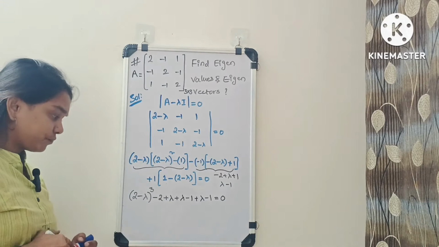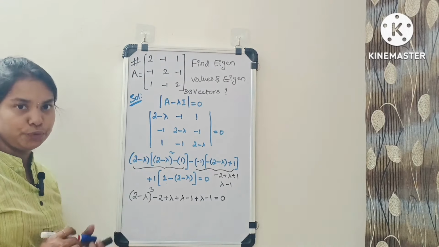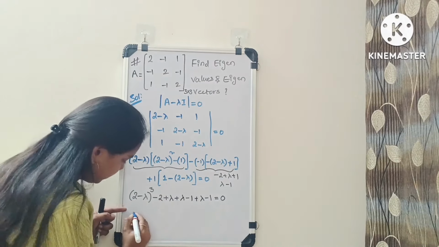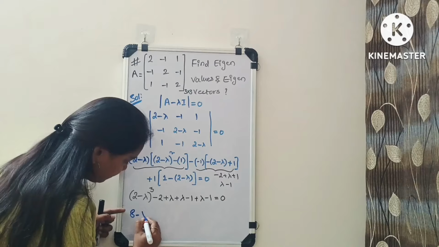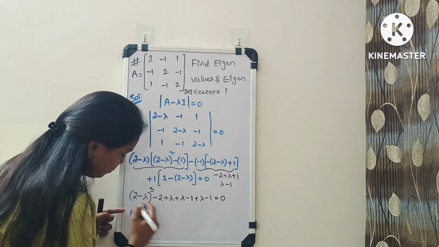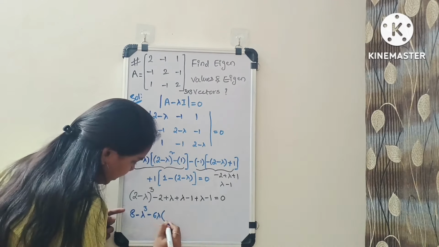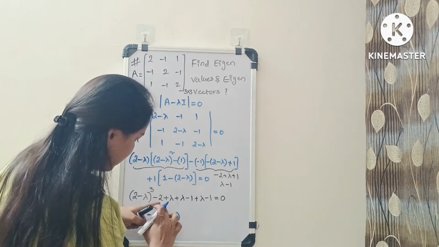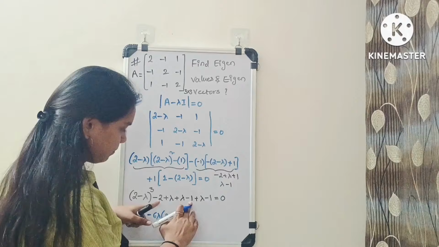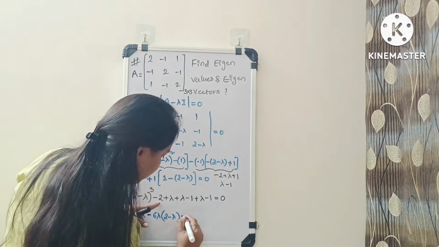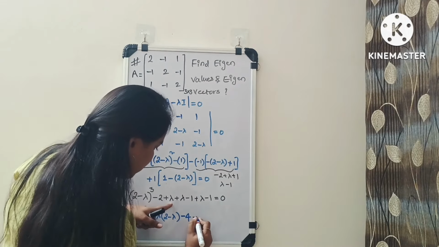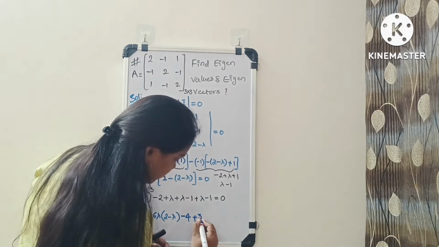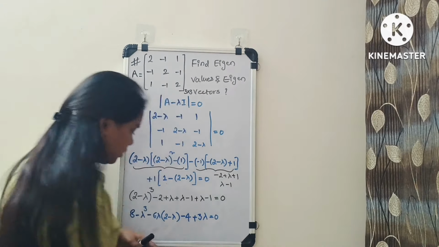Now we know that a minus b whole cube is a cube minus b cube minus 3ab into a minus b. A cube is nothing but 2 cube, 2 to the 4, 4 to the 8. So a cube minus b cube: 8 minus lambda cube, minus 3ab, 3 twos are 6 lambda into a minus b, that is 2 minus lambda. Then if you see here minus 2, here minus 1, minus 3, minus 1, minus 4. We have minus 4. Here plus lambda, plus lambda, plus lambda. We have 3 lambdas, so plus 3 lambda, which is 0.